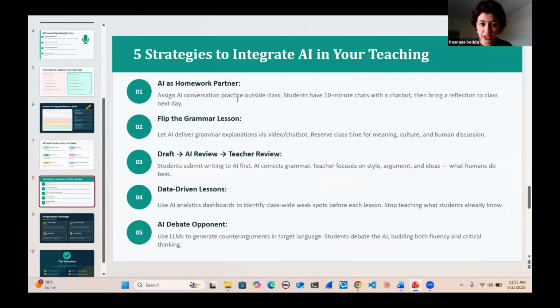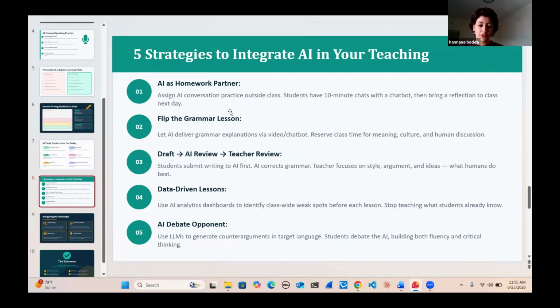Then we have 5 strategies to integrate AI in your teaching. First, AI as a homework partner. The teacher can assign AI conversation practice outside the class. Students have 10-minute chats with the chatbot, then bring a reflection to the class the next day. That means as homework, you assign the student to a chatbot. So you can see how much time students spend on the chat. Then you bring the reflection to the class, so you can have a discussion in class instead of using AI in the classroom.